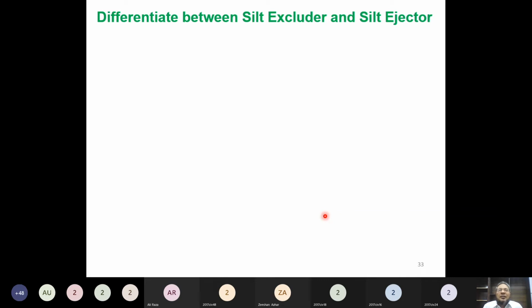Okay, sir. Now, this is the last topic. Differentiate between silt excluder and silt ejector. And this you will do yourself. Now you know what a silt excluder is and what a silt ejector is. So you can differentiate in many ways. For example, one is the location. Location wise, how can you differentiate silt excluder and silt ejector?